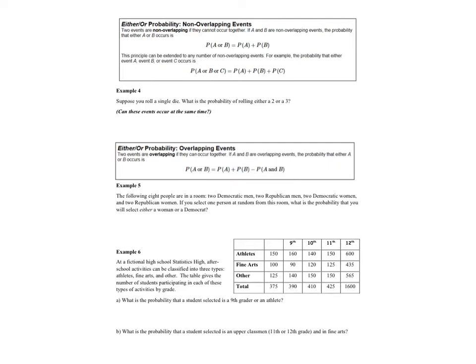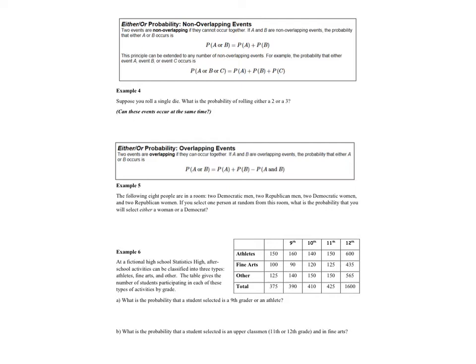The next type of probability I'm going to talk about is what's called the either-or, or "or," probability. It's what we know as non-overlapping events, or events that cannot occur at the same time, such as a person being a smoker or a non-smoker. You can't be both. You can't fall into both groups. Either you're a smoker or a non-smoker.